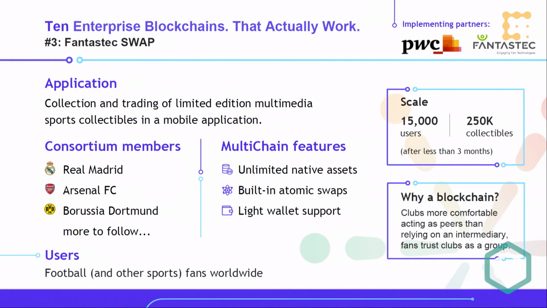When I was preparing the slide for this one, my 8-year-old son finally found what I was doing interesting, because he saw the logo of Real Madrid and the logo of Arsenal, both very famous football teams in Europe, and he asked me what on earth I was doing with these clubs.